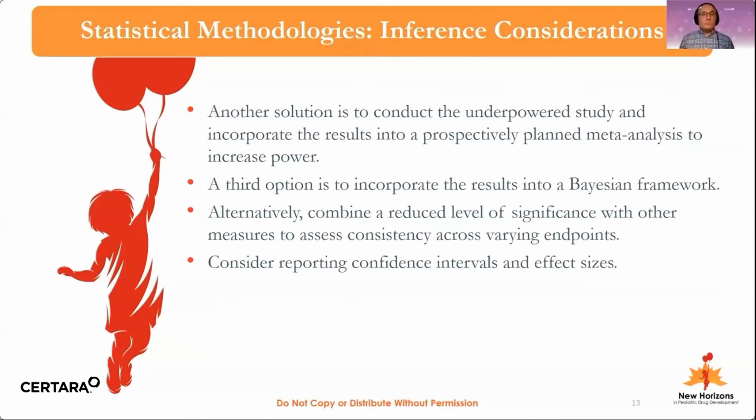What else can we do? What other solutions do we have at hand? Well, one could conduct small or underpowered studies and then combine the results using a meta-analysis approach. Alternatively, as we just discussed, one could use Bayesian approaches. In general, it is always more informative to look at the actual p-value rather than a binary form of significant versus non-significant.